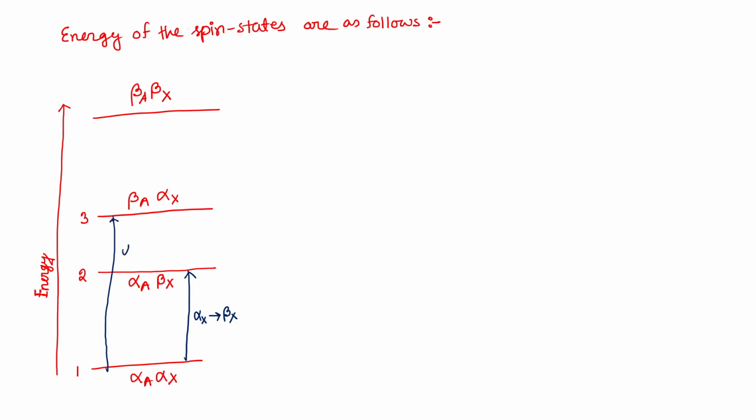It is alpha A will change to beta A, right? Same when you go from 2 to 3, there is a change in the spin of alpha A to beta A. 3 to 4 is alpha X to beta X, right? And what are the energy differences?